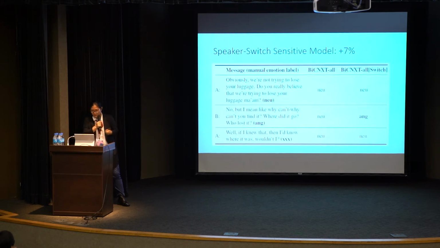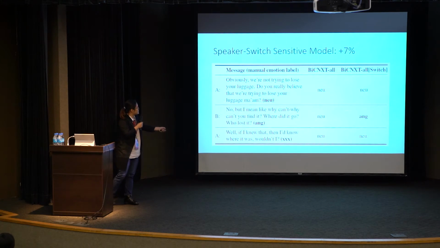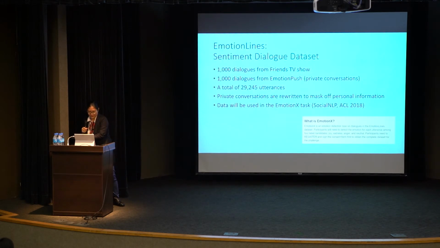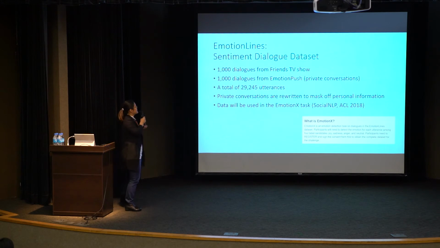Okay, so this is just an example. You can see that with our model, you can actually identify an anger emotion when the speaker switches. Okay, so this is the data set we generate, including the Friends TV show and the EmotionPush, the private conversation that is very rare. A total of almost 30,000 utterances are included in this data set.